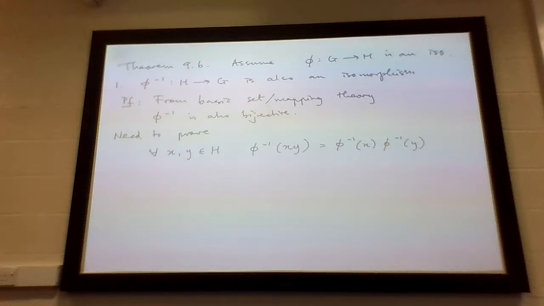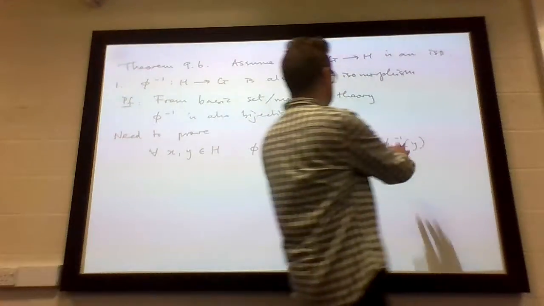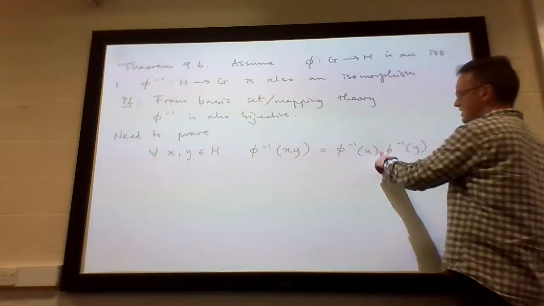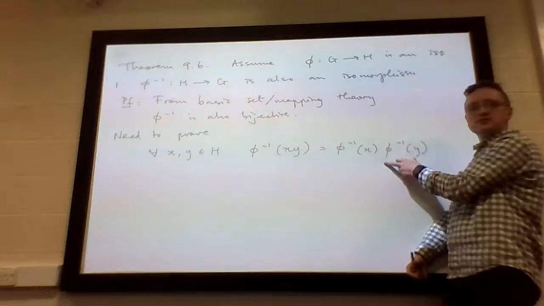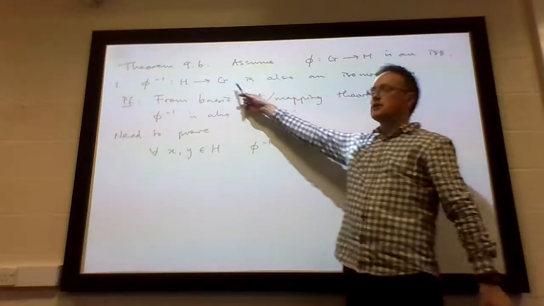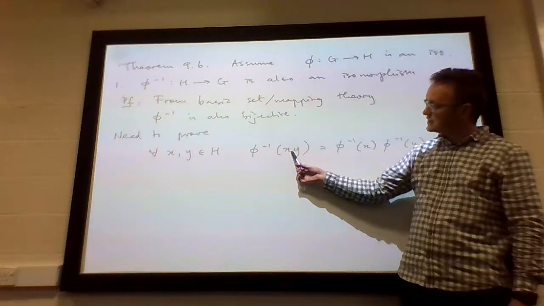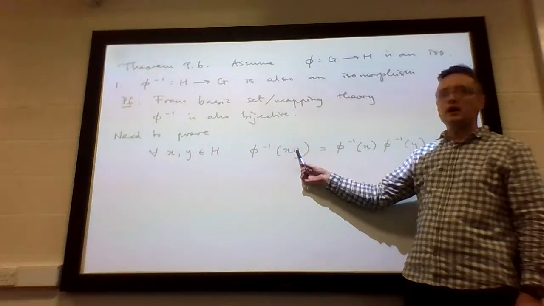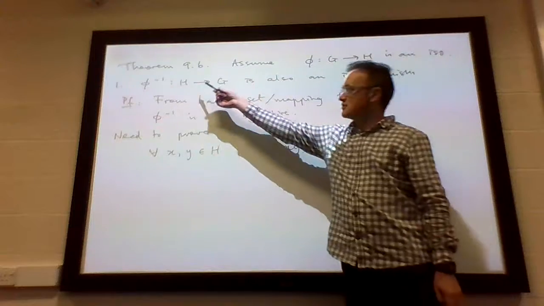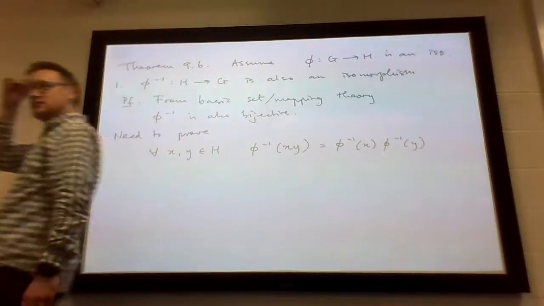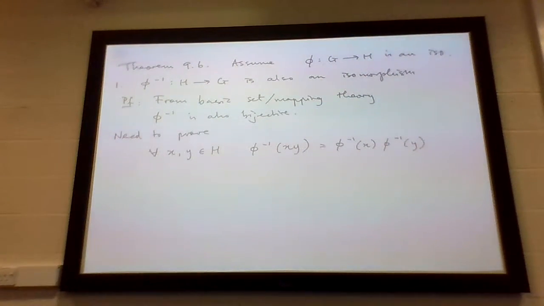I always forget that dot in the middle of that, isn't it? The times between these two? Yeah, so the operation taking place amongst these two objects is the group operation in G. And the operation taking place between these two objects, X and Y, is the group operation in H. So you have to understand that. So this is what we need to prove.